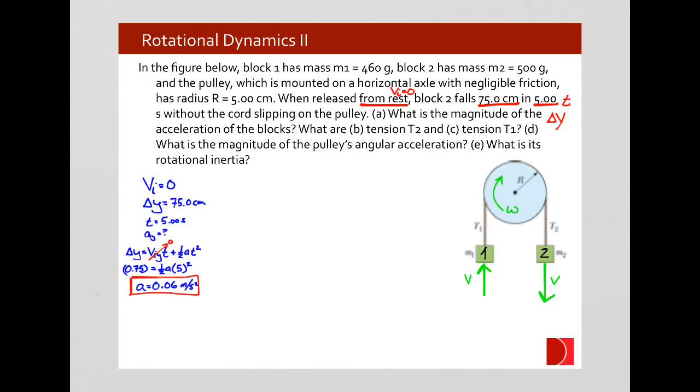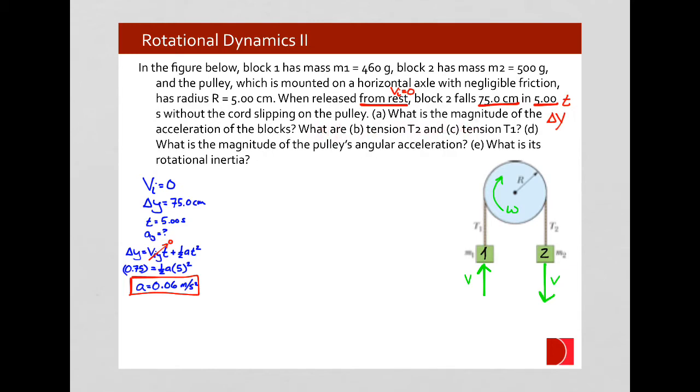Now this is the acceleration of block 2 falling, but because they're connected by a rope, that's also the acceleration of block 1 going upwards. It's also proportional to the angular acceleration of the pulley. The pulley initially was at rest. As block 2 falls and block 1 rises, the pulley will start spinning faster and faster clockwise, and thus it will have an angular acceleration, which we'll find shortly.